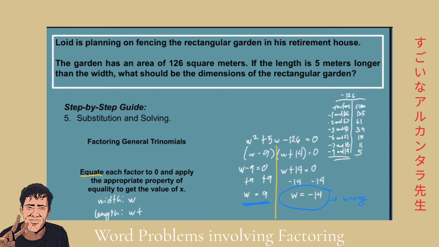So now, for us to finally answer this word problem, earlier we said the width is W and the length is W plus 5. Since W is equal to 9, the length will be 9 plus 5, which is equal to 14. So we have 9 meters and 14 meters. That should be the dimensions of this rectangular garden. If you multiply 9 and 14, that will give you 126. So therefore, this is our final answer.